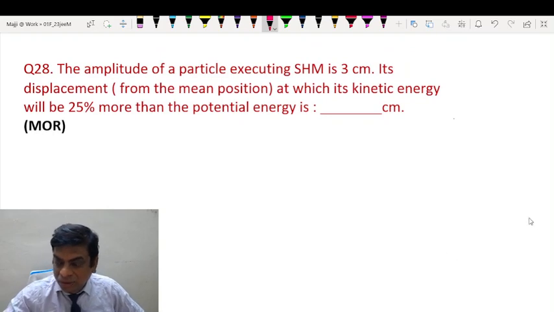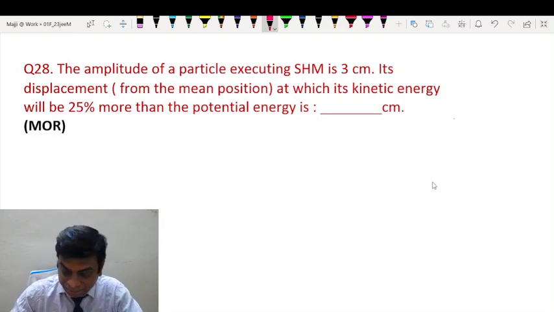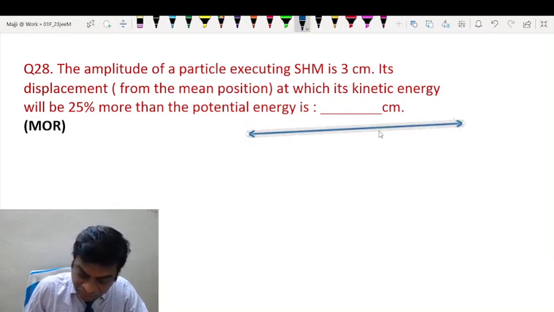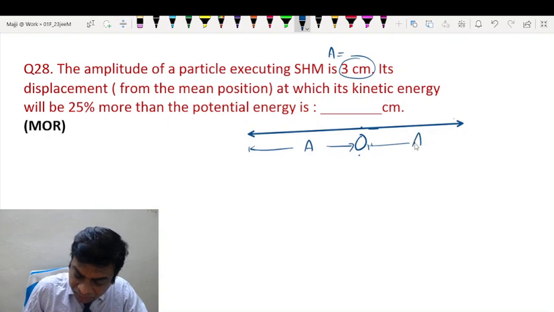Then coming to question 28, the amplitude of a particle executing SHM is 3 cm. Find its displacement from the mean position at which its kinetic energy will be 25% more than the potential energy. Now, very simple question, students. Just in order to have a rough idea, we can draw the diagram. So this is the mean position. Let us say this is the amplitude. Amplitude is given as 3 cm. Okay, later we'll substitute. Don't worry. This is the mean position.